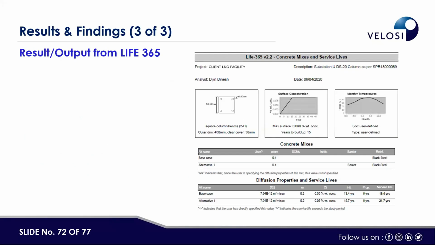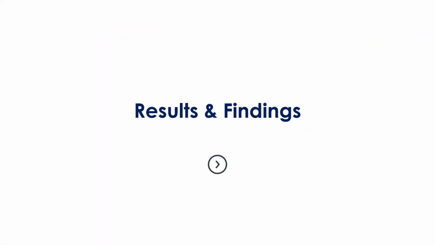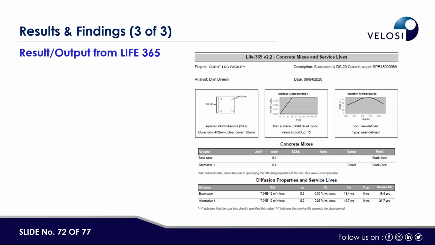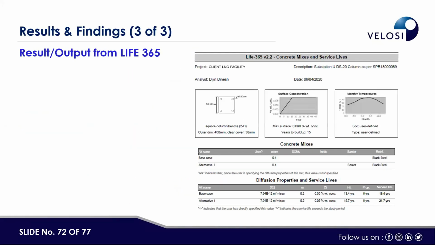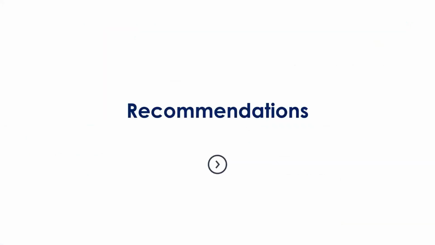This is, like, in the results section I was showing both of the methods. First two are for the factor method and the third one is for Life365. Here also the remaining service life is shown in a table based on the base case and alternative cases.